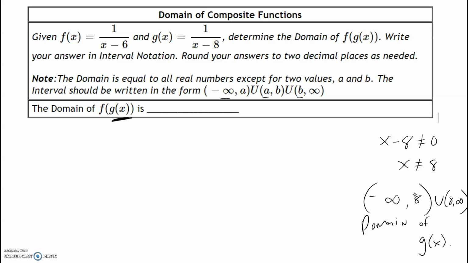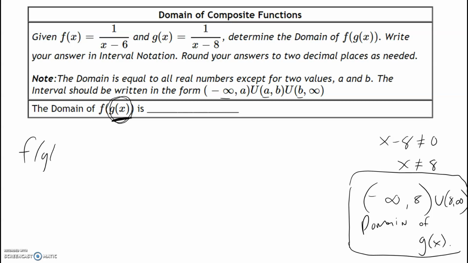Why are we finding the domain of g? Because when you find the domain of a composite, you always start with the first function. You do the g of x thing first. So first you have to consider the domain of g. Okay? So that's part of our answer. We're going to have to combine this domain with the domain of the actual composite function.